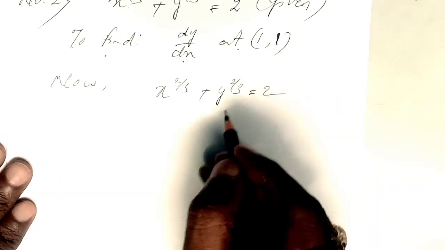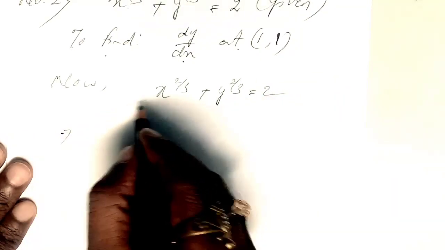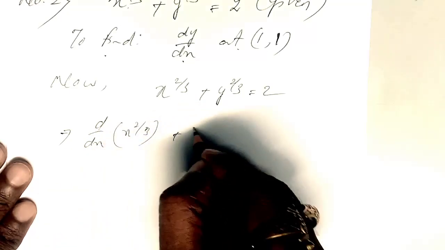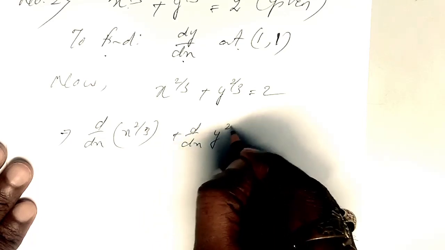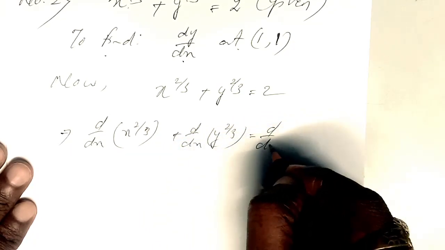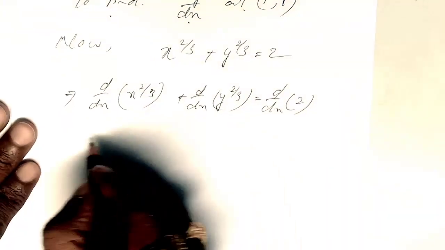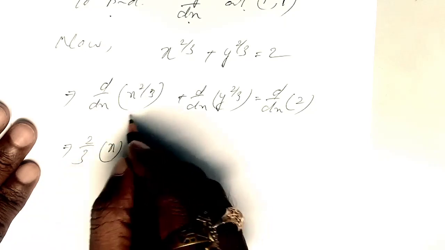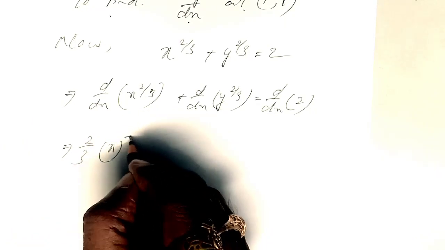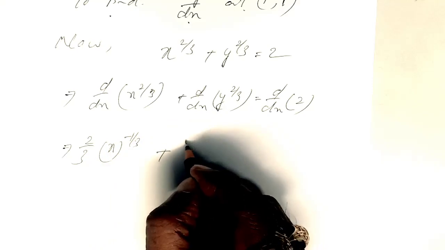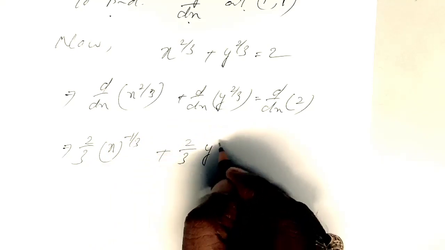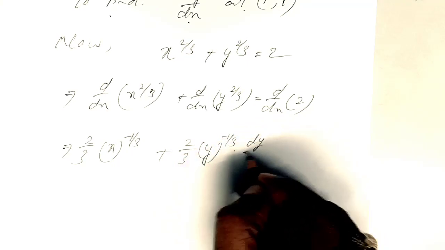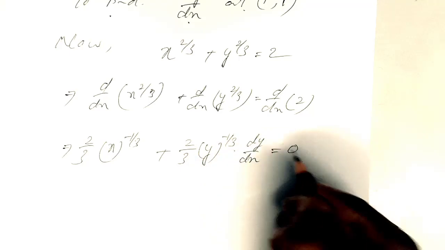Differentiating both sides with respect to x. As far as x is given, the 2/3 will come here: 2/3 x to the power 2/3 minus 1, that is x to the power minus 1/3. Same thing here: 2/3 y to the power 2/3 minus 1, that is y to the power minus 1/3 into dy by dx, because it is y here, and here 0.